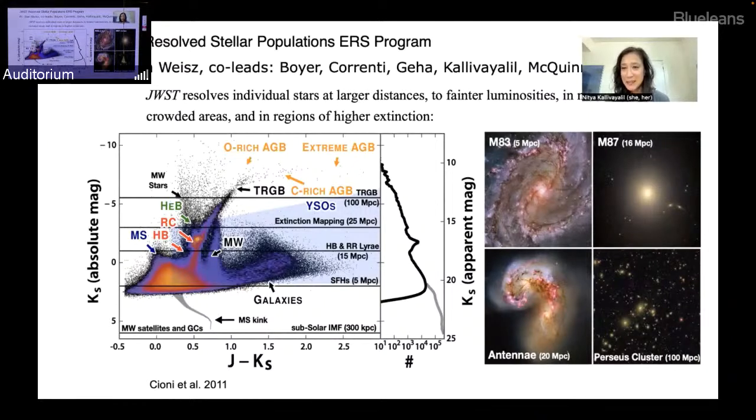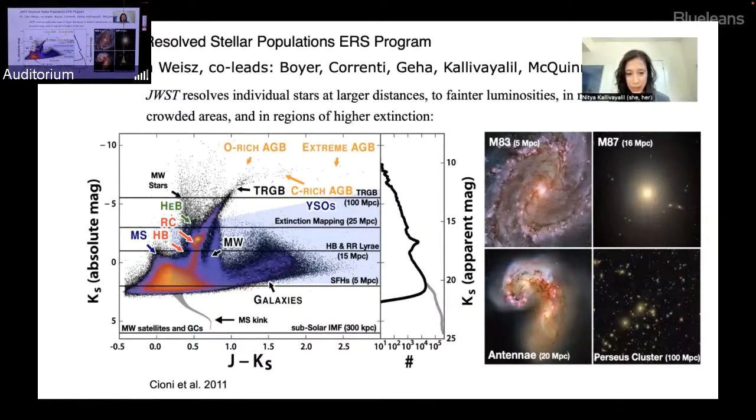So there's a lot on this plot, but I just want to highlight one thing really, which is that JWST resolves individual stars at larger distances, to fainter luminosities, in more crowded areas and in regions of higher extinction than any other facility. So this is a K minus K color magnitude diagram showing a little bit about the distances to which we can reach with this facility, which is really exciting because everything that we know about the universe is really anchored in resolved stellar populations and how well we understand them.